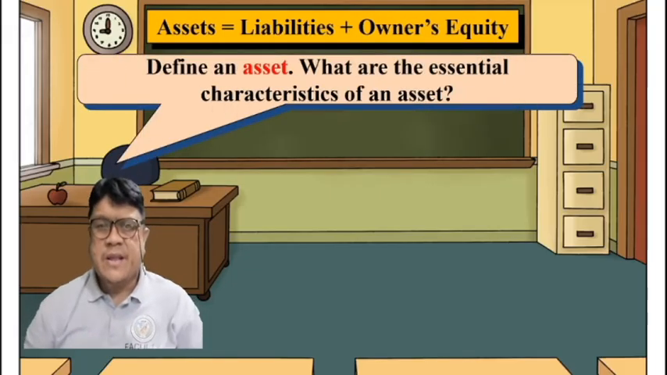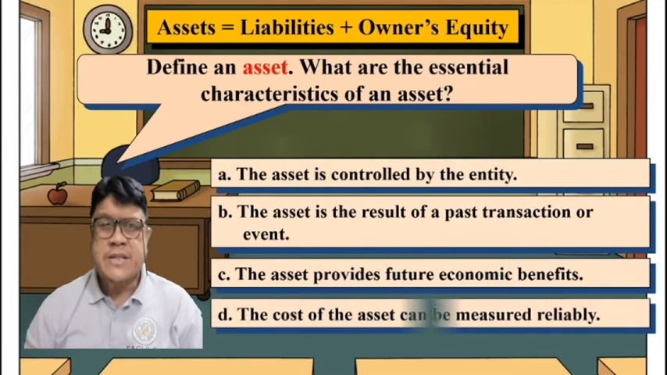Define an asset. What are the essential characteristics of an asset? The asset is controlled by the entity. The asset is the result of a past transaction or event. The asset provides future economic benefit. The cost of the asset can be measured reliably.